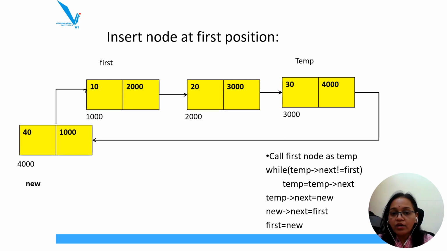And now new of next is equal to first. What is new of next? 1000 आपको यहाँ पे डालना है. Okay, पहले null था, यहाँ पे अभी 1000 डालना है. So it will start pointing to the first node. And then you have to say first is equal to new. मतलब ये जो नया था node 40 वाला उसको अभी first बोलना है. Okay.